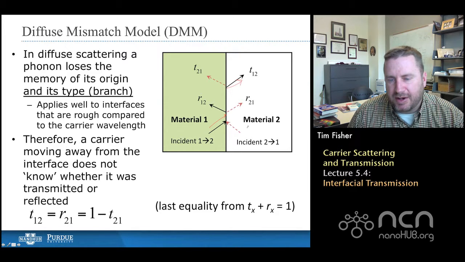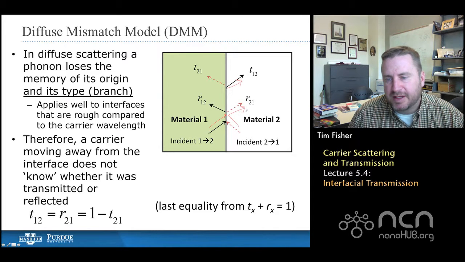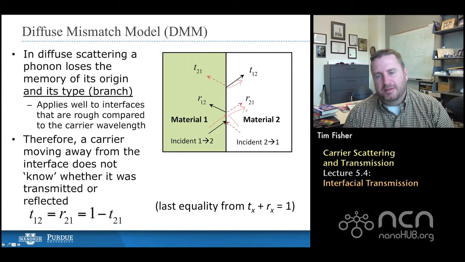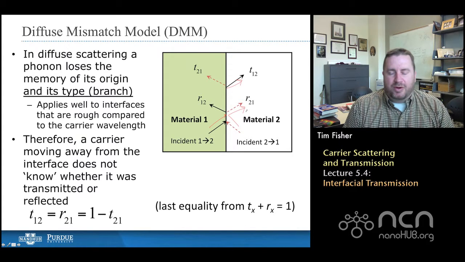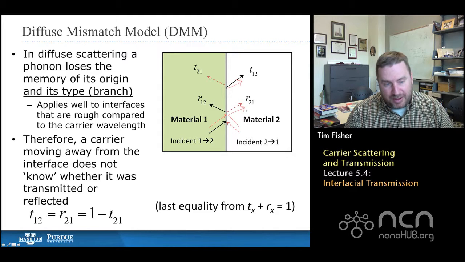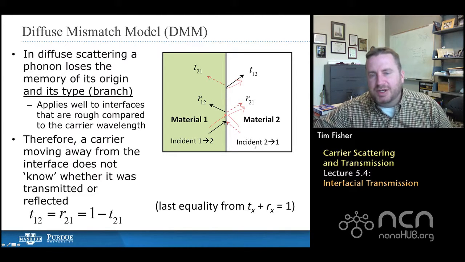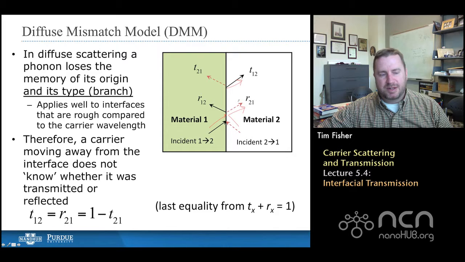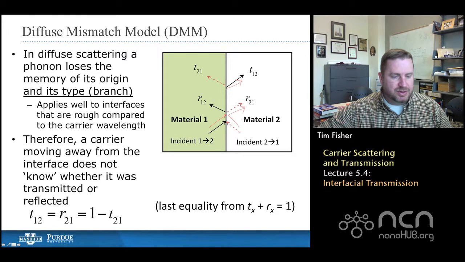At the same time, you can have carriers coming from material 2, and then some of those carriers will reflect. Now, if I'm an observer in material 2 and I see this influx of carriers, I won't know whether they were transmitted or reflected because everything is getting mixed up at that interface. Therefore, the only thing we can say in this model is that the transmittance from material 1 to material 2, that's T12, has to equal the reflectance from material 2 to material 1, or R21. It's really the reflectance inside of material 2.